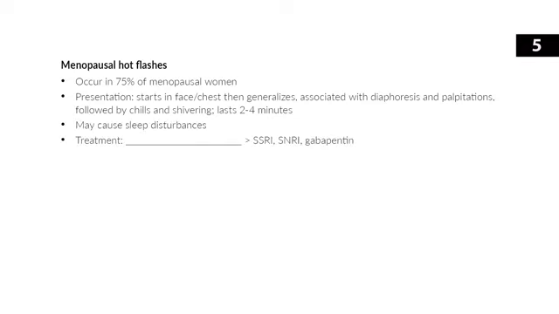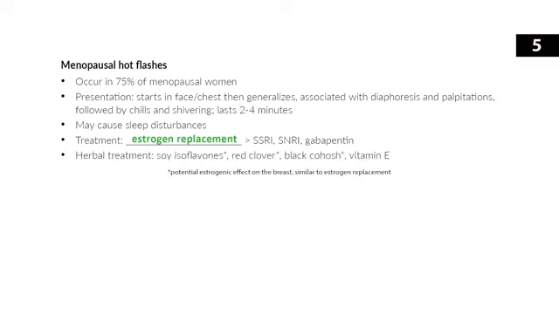So what can we do about them? The first line therapy is to give estrogen replacement, but SSRIs and SNRIs and gabapentin are other options. And some women prefer alternative medicine, herbal preparations such as soy isoflavones, red clover, black cohosh, and vitamin E. But be aware that some of these can be estrogenic, so you may need to avoid them in patients with breast cancer. So be sure to ask your patients about any herbal supplements they may be taking.